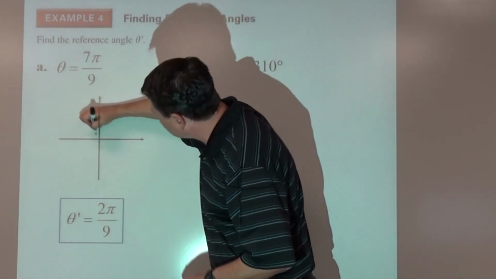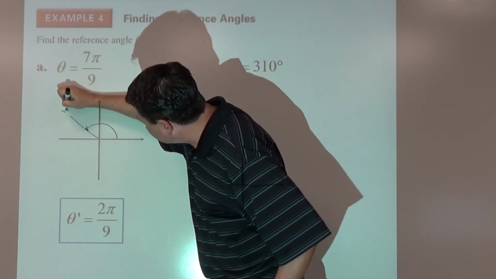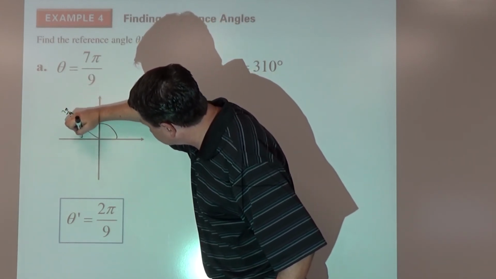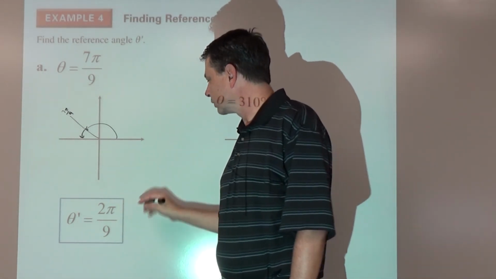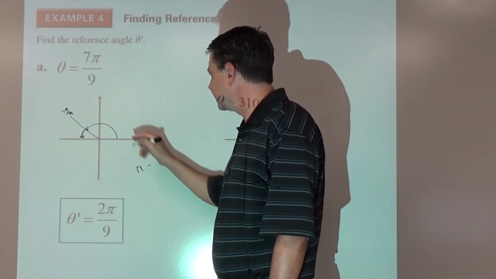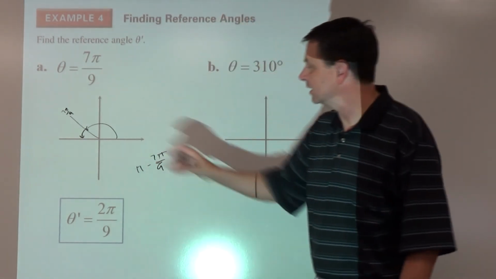And if that's where we're at, we're here at 7 pi over 9. We only have to go 2 pi over 9 more to get there. So the result here, we just do pi minus 7 pi over 9 to get that.